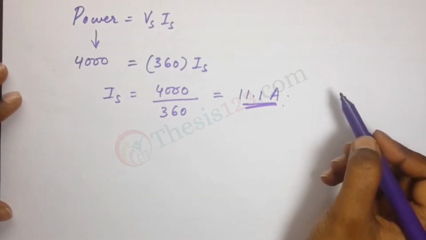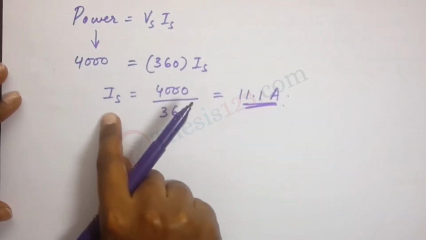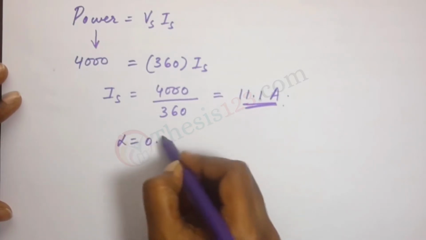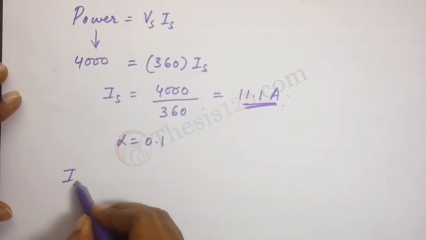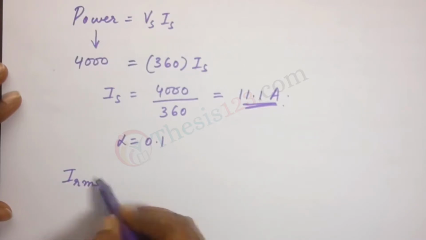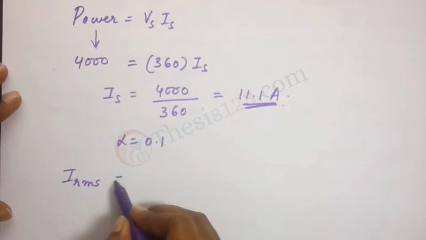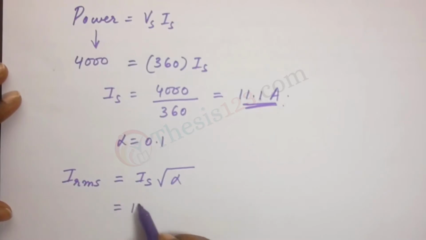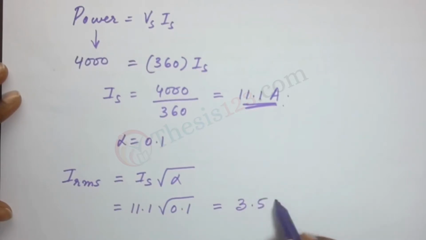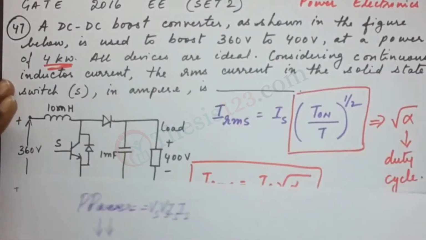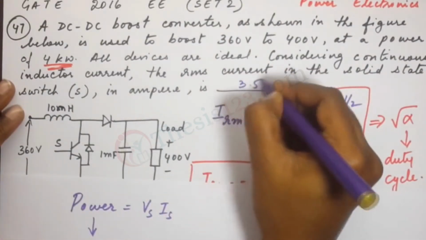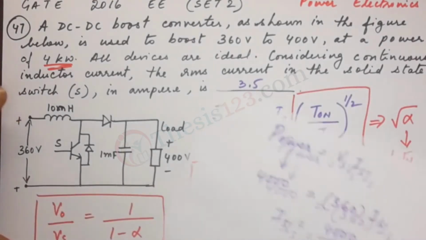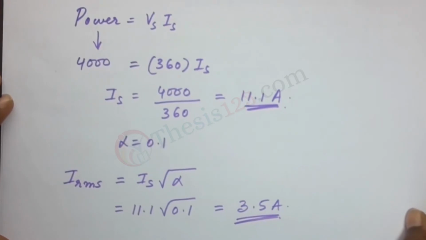So we have 11.1 amps as IS, and we have the duty cycle alpha as 0.1. So we can substitute that in the IRMS equation that we wrote down earlier. So IRMS is equal to IS into root of alpha. Let's substitute 11.1 into root of 0.1. We solve it to get 3.5 amps. So write that down here, 3.5. Well, this is the solution. I hope it has helped.